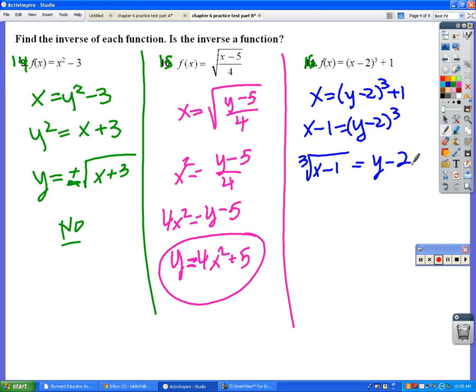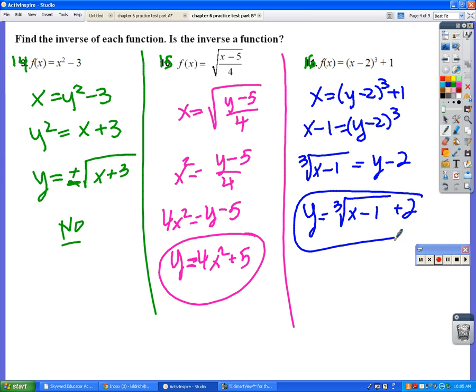Okay? Alright, and then my last step is I will add 2 to both sides. So y equals the cube root of x minus 1 plus 2. Okay?